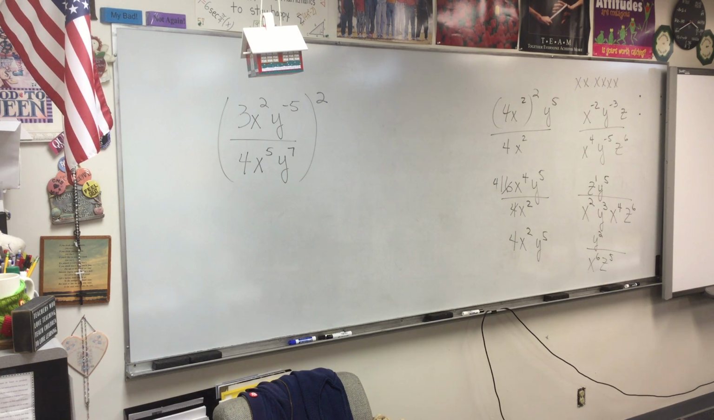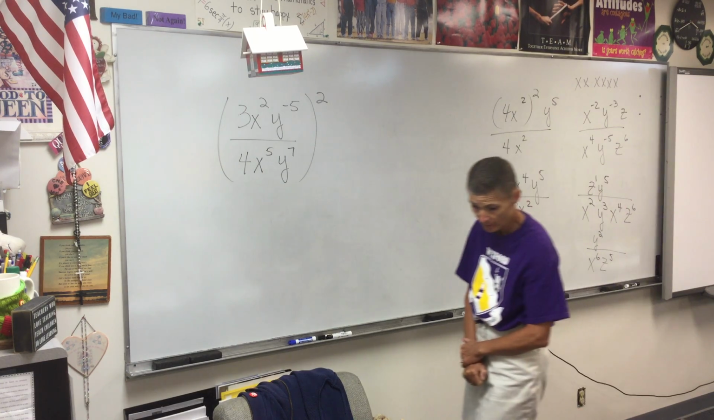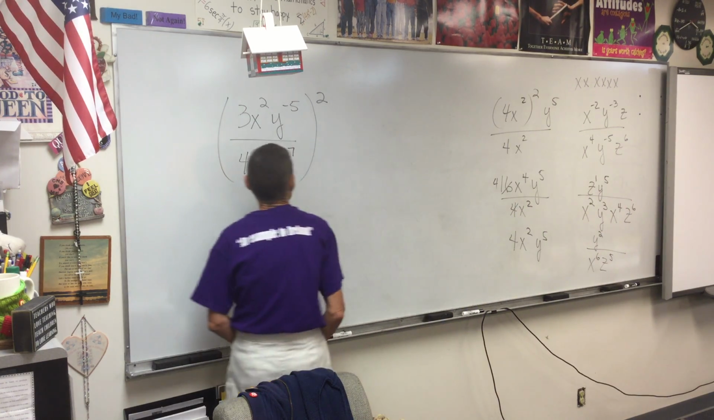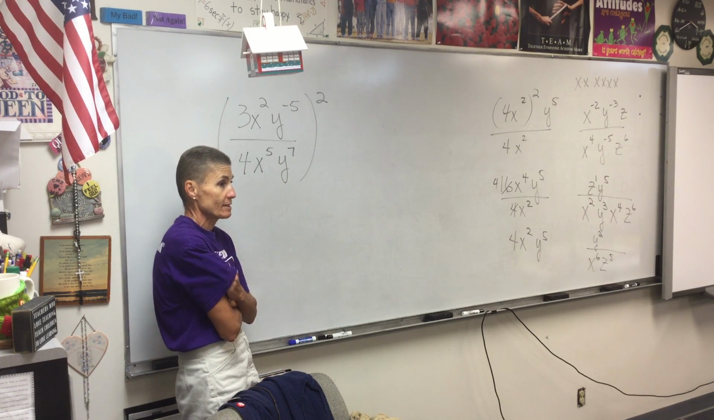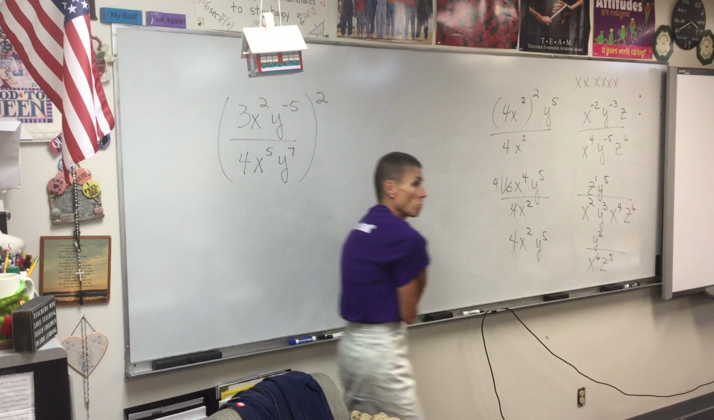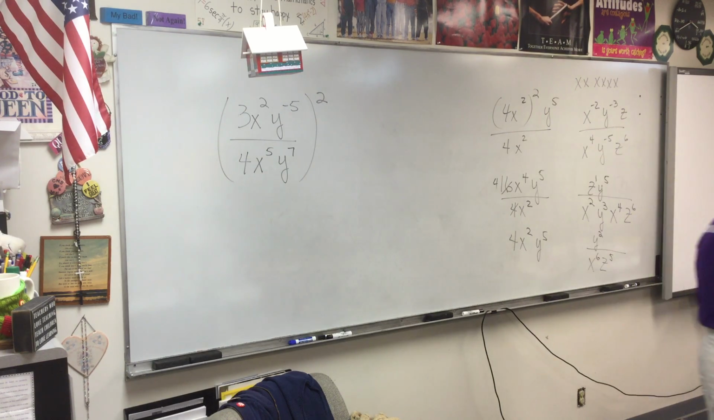You already do that, but you do want to combine your x's and y's. If you have x's over x's, y's over y's, I got 9 over 16 x to the 6 y to the 6. This is the hard one, isn't it? No, not really.